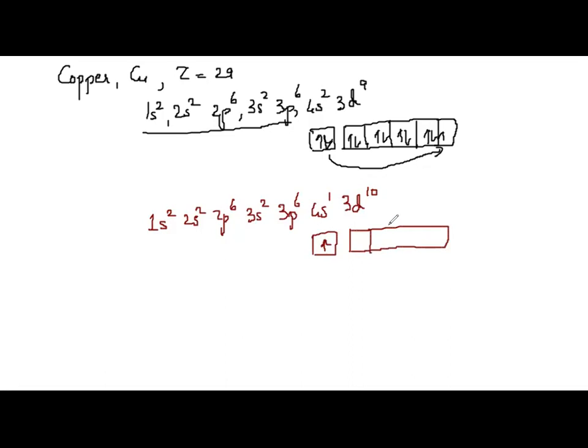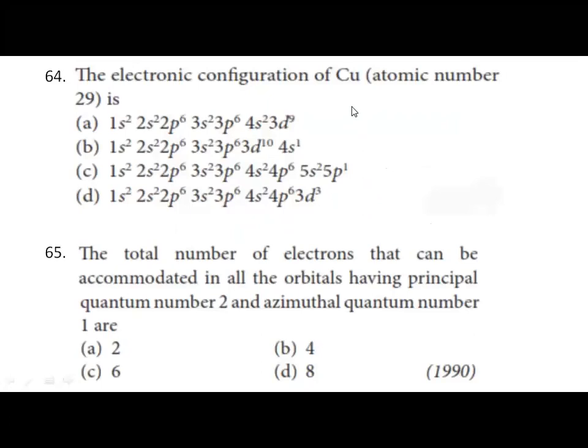Because when one of the electrons shifts from the s orbital to the d orbital, the d orbital becomes completely filled. Because of symmetry and exchange energy, completely filled orbitals, or you can take half filled orbitals, are more stable. Therefore, the correct configuration for copper is 3d10, 4s1. You can write it like this also, or 4s1, 3d10. Both are correct.